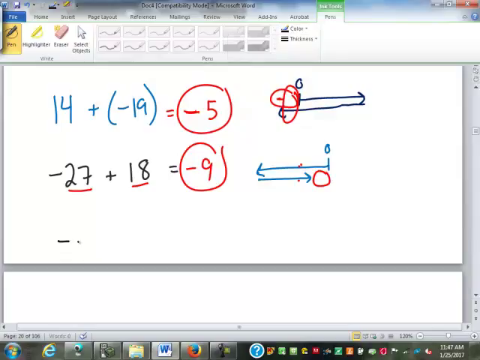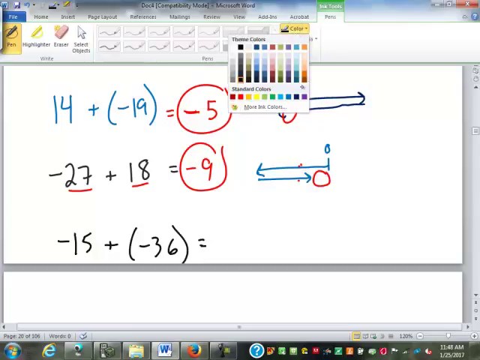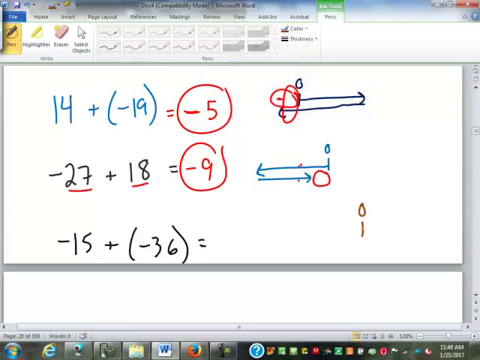We might have negative 15 plus a negative 36. So a similar issue. Here's 0. Negative 15 goes right or left? Left. Negative 36, same or opposite direction? Same direction. It really doesn't matter about the length because they're going the same direction. So because they're both going negative, the answer is obviously negative. Both vectors are going the same direction.